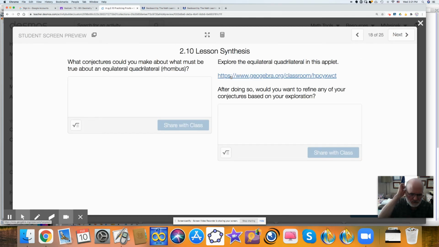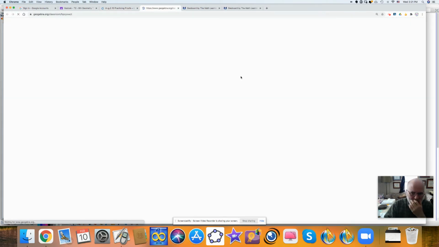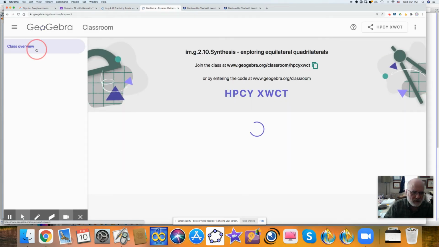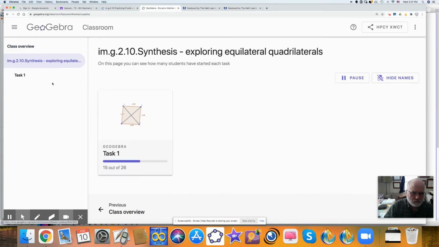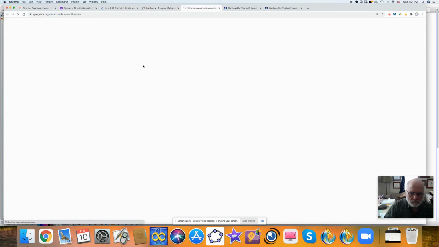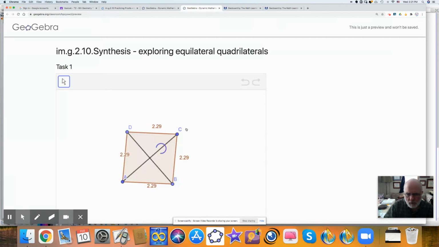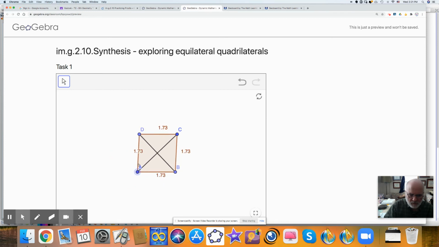Lesson synthesis. So what conjectures could you make that have to be true about an equilateral quadrilateral? Explore the equilateral quadrilateral in this applet. If we do that, we can see that this is a rhombus. I can move this around. Try to do a drag test on it. You see that it gets bigger and smaller, and I can actually move this thing around. What conjectures could you come up with? All four sides are the same. No, that's what we know about it. We know that it's an equilateral quadrilateral.